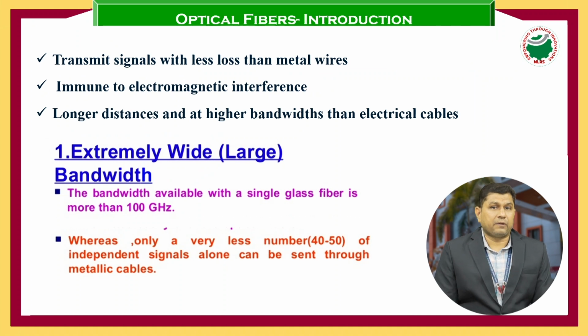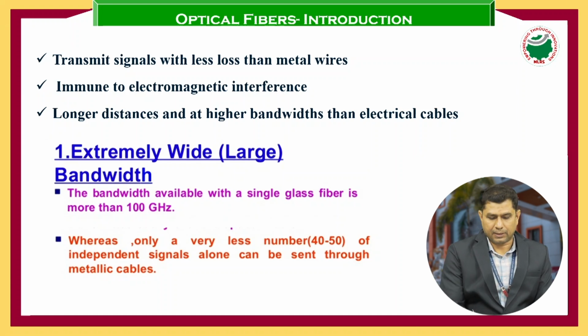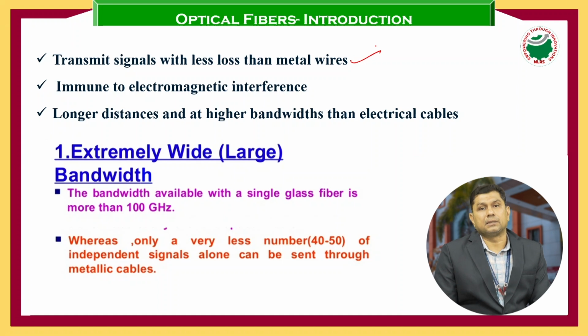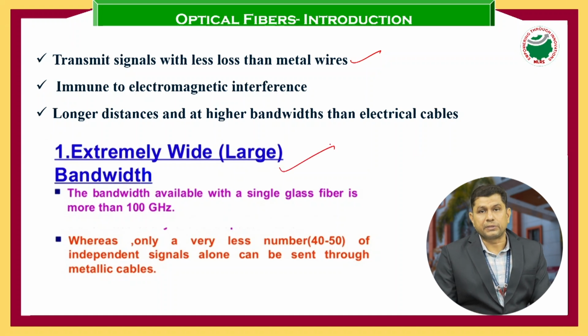Why are we using optical fibers? Before optical fibers, we were using copper cables. Nowadays also, in our houses we use copper cables to transmit electricity from one place to another. But while using optical fibers, what are the benefits we get? They transmit signals with low loss, and there are no metallic cables, so electrical isolation takes place. Mainly we use optical fibers because of their high bandwidth.